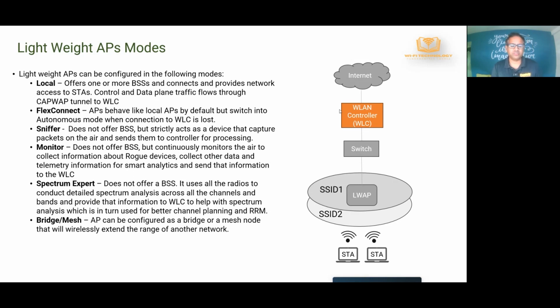For example, if the spectrum expert finds that channel 6 is a very busy channel, you're seeing a lot of interference, and maybe you're seeing non-Wi-Fi interference, maybe there are some Bluetooth devices using the channel, that information can be sent to the controller and then the controller can automatically change channels on the AP, for example. So then we also have the bridge mesh mode, in which lightweight APs can be configured to create Wi-Fi extenders and so on.